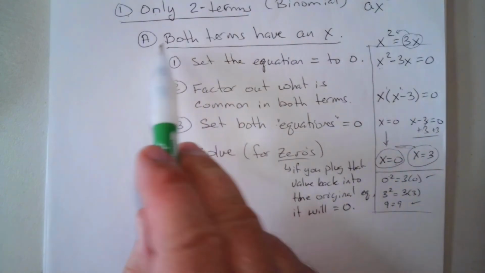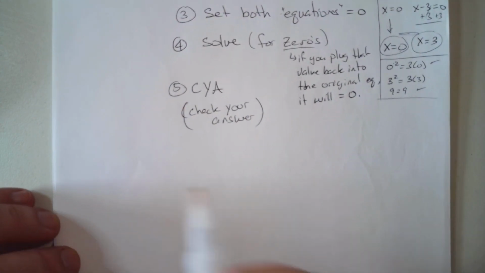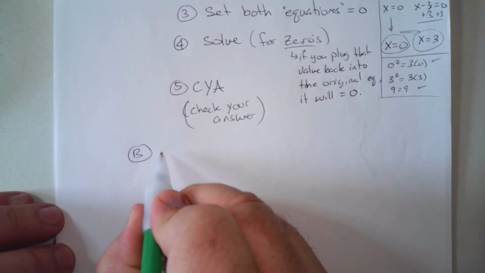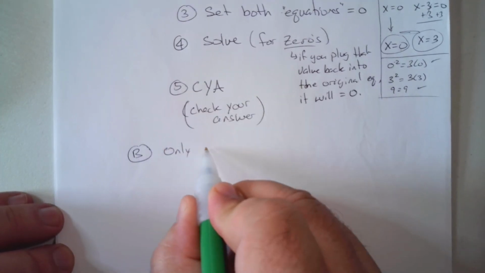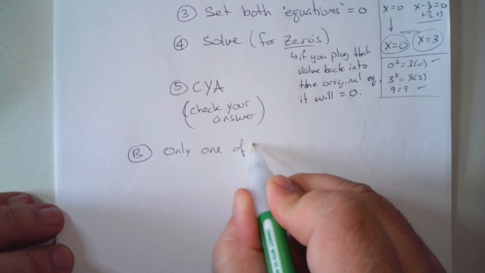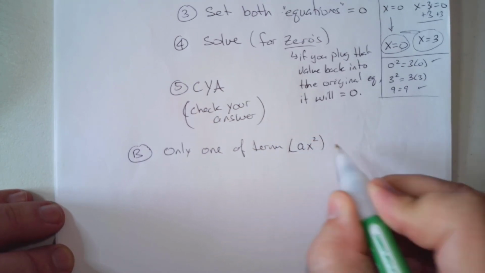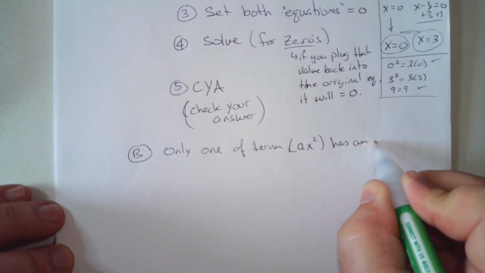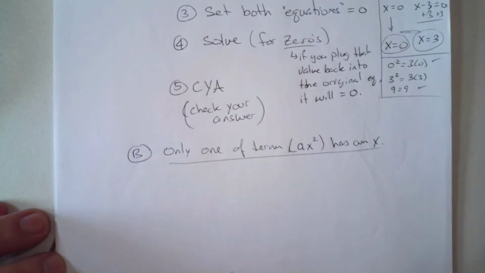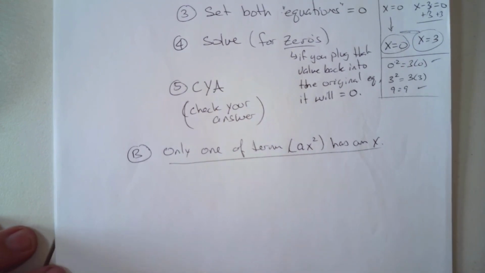All right, so that's the first type. If you only have two terms and they both have x's. The second type. Remember, you only have two terms. Only one term has an x. It has to be the ax squared. If it didn't, it wouldn't be a quadratic equation.